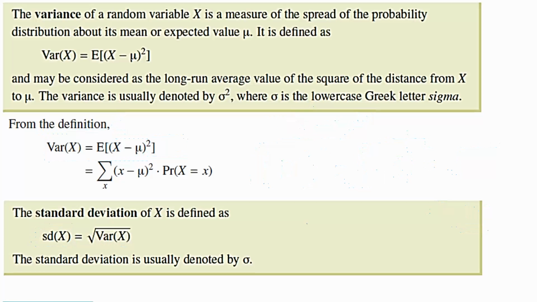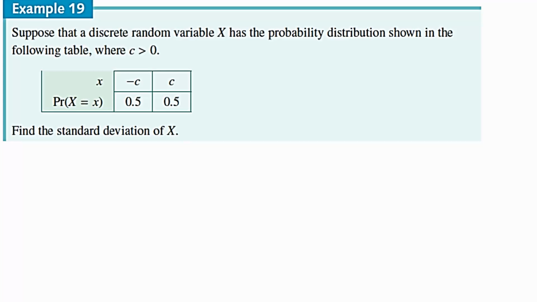Just to put things in perspective, this is your distribution data. We call this your discrete distribution. Okay? So my x variables are negative c and c, and the chances of them occurring are 50%, 50%. The question tells you to find the standard deviation of x.